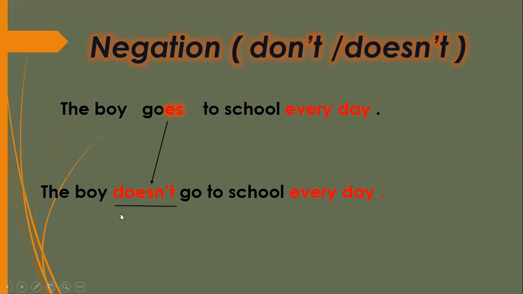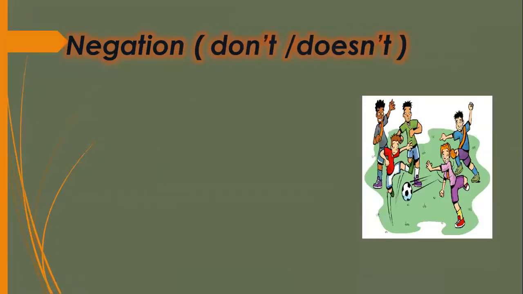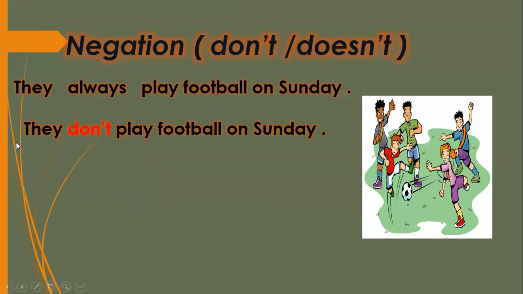Why didn't we say the boy doesn't goes to school? Because after doesn't, you are going to use the infinitive form of the verb. Okay? Another sentence. They always play football on Sunday. To negate this sentence, we use don't, not doesn't. Why? Because the subject they is plural. So if the subject is plural, we use don't plus the base form of the verb. So they don't play football on Sunday.